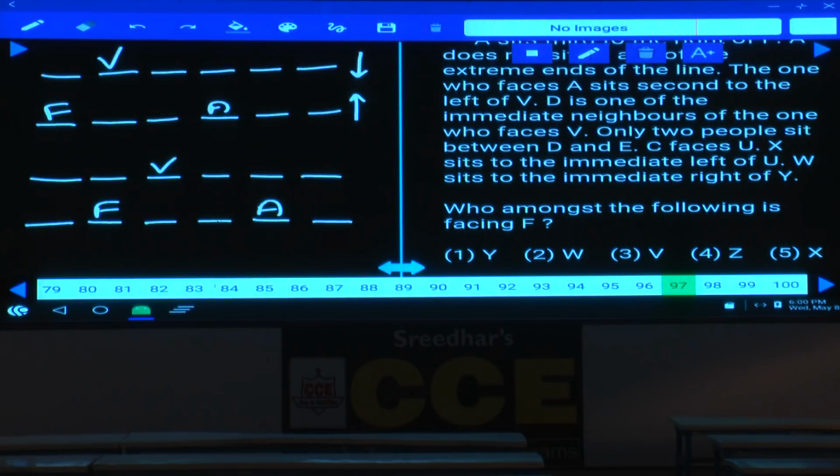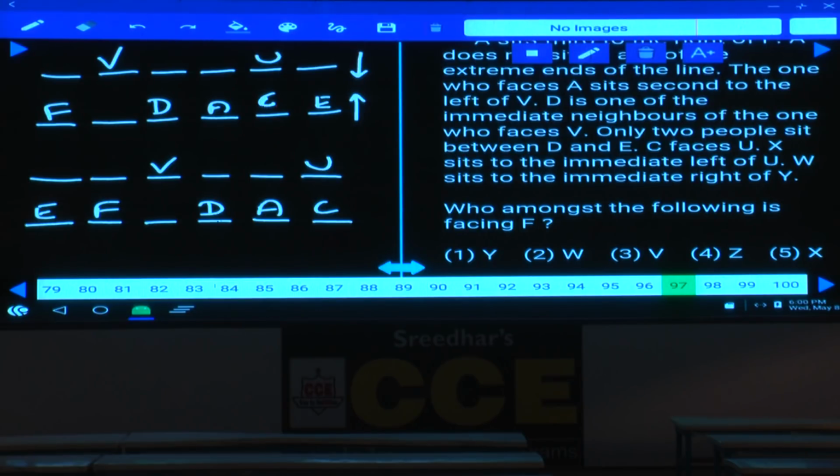D is one of the immediate neighbors of the one who faces V. Only 2 people sit between D and E. In the first case, E is here, and 2 people sit between D and E. E is at the left extreme. And C faces U, so C and U are facing opposite, and here also C and U are facing opposite.